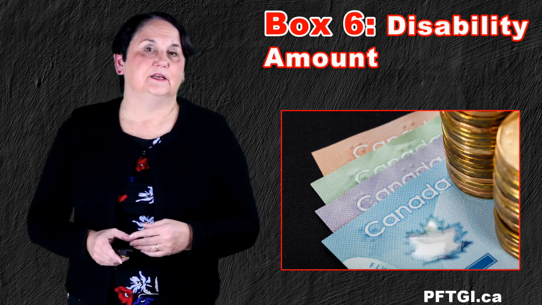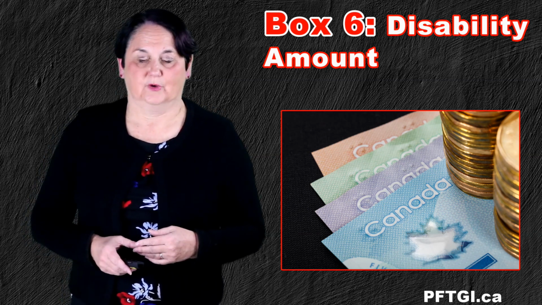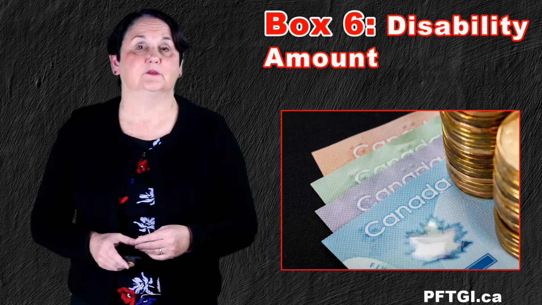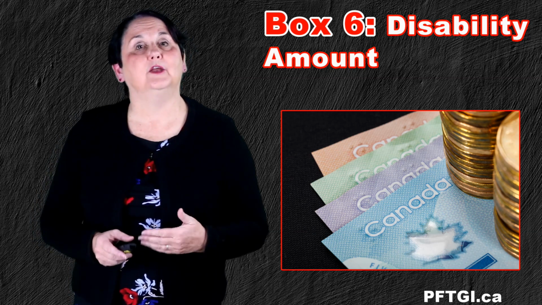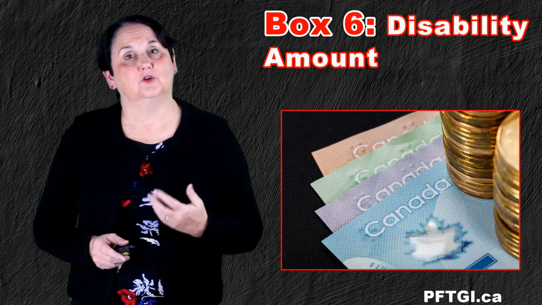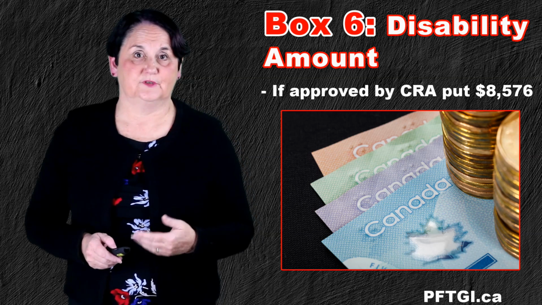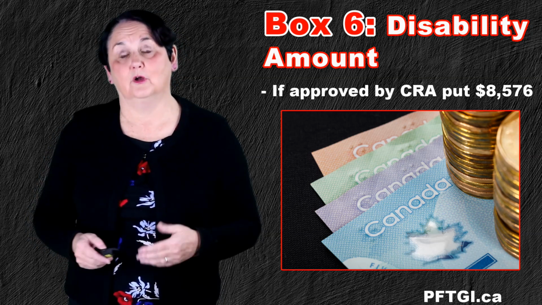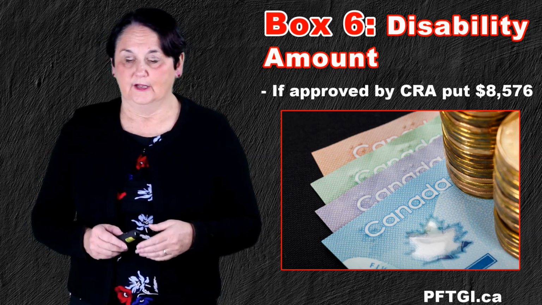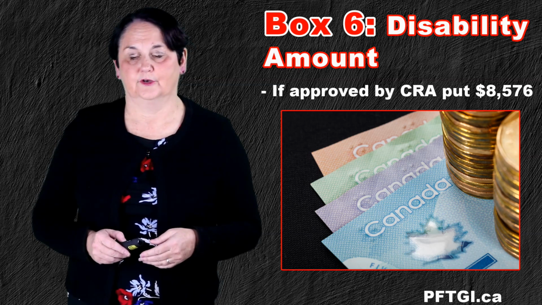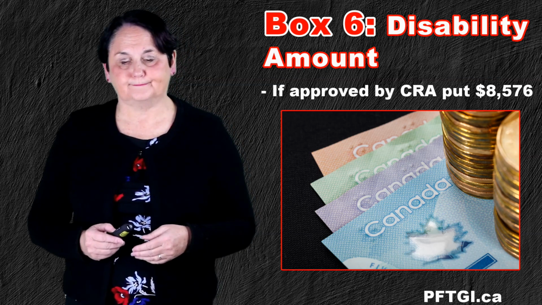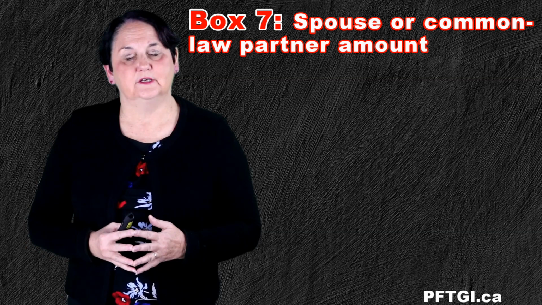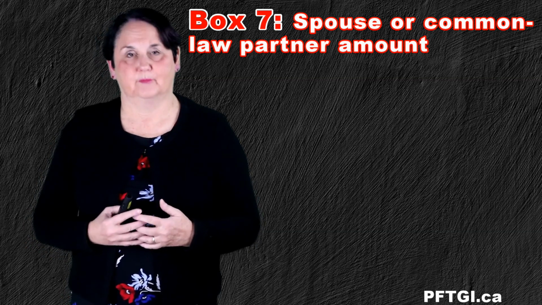Box 6 is for the disability tax credit. You will know if you're receiving the disability tax credit because you have applied for it. You apply for that credit, you receive permission from CRA to claim it, and from then on you claim the disability amount. This year it is $8,576.